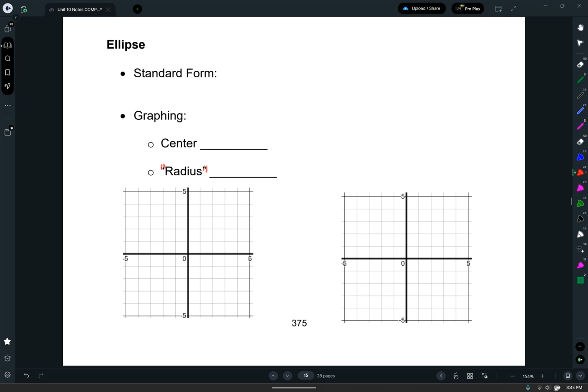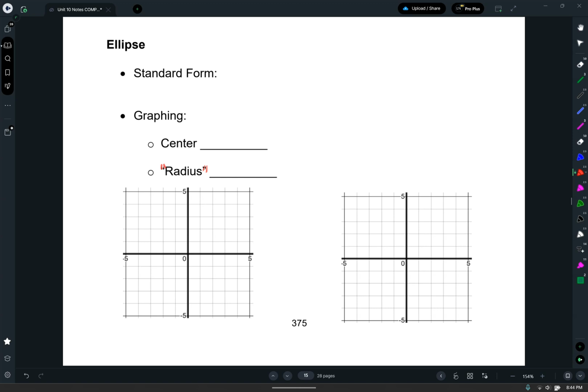So hopefully that makes sense that on an ellipse, I don't want to say more than one radius, because radius implies the same distance from the center, but there's going to be one number that tells you how far to go left and right, and a different number that tells you how far to go up and down. And that's what's going to elongate this and make it an ellipse as opposed to a circle.